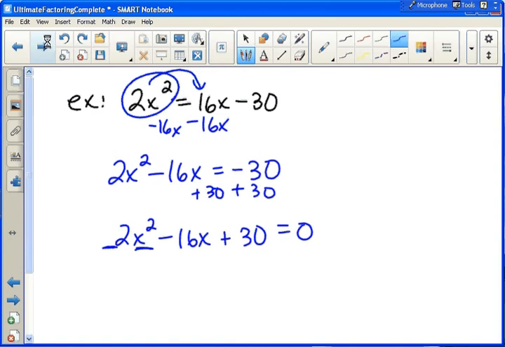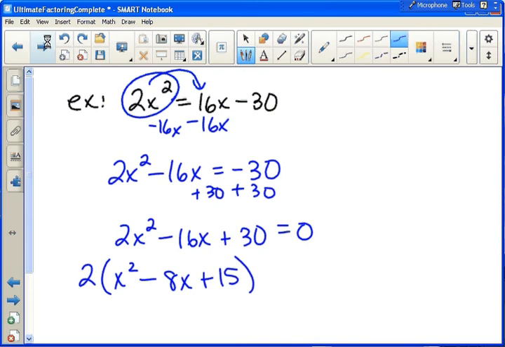So the next thing to do, step 3, is to look for the greatest common factor. Is there anything that all 3 of the pieces have in common? And in fact, yes, there is. Every single one of those pieces has a 2. So if I pull 2 out front, it leaves me with this.